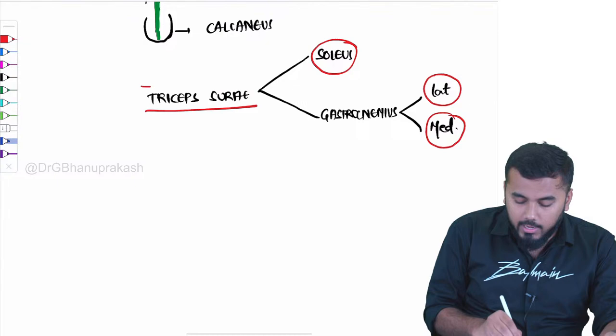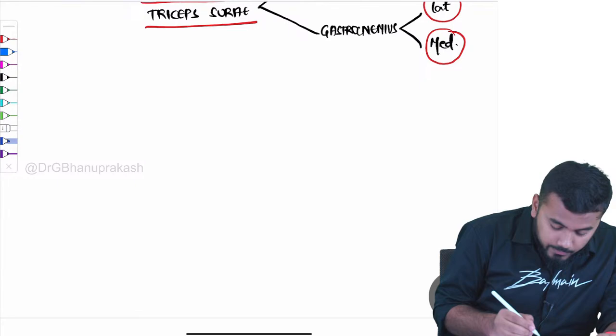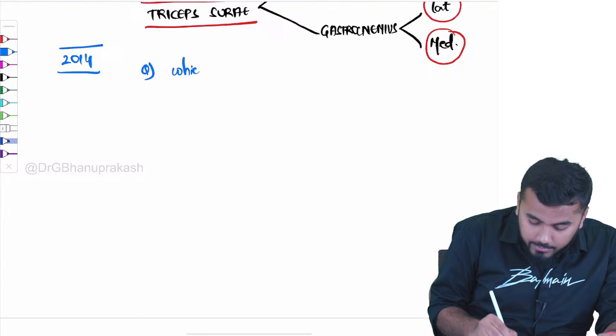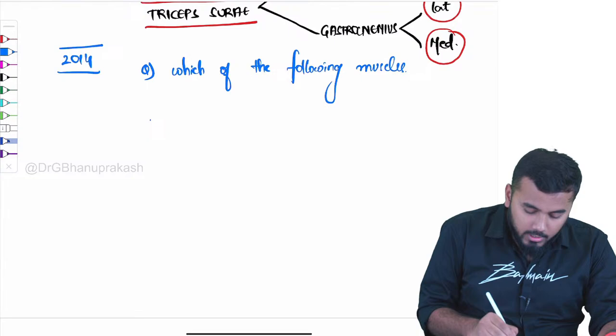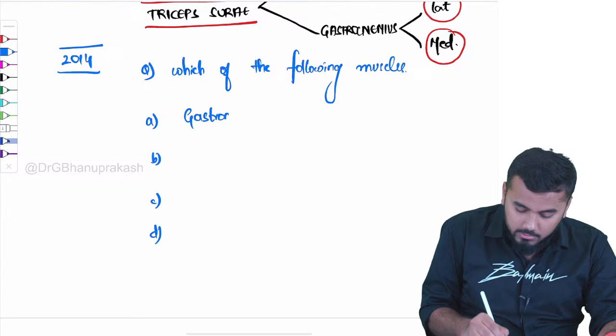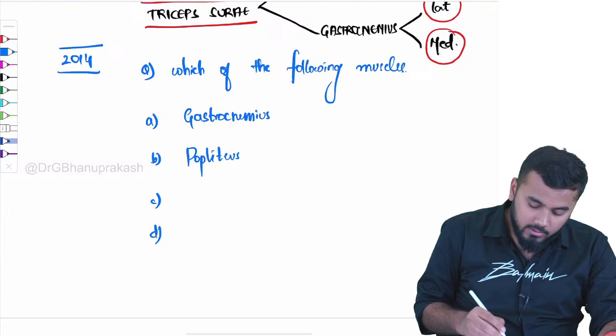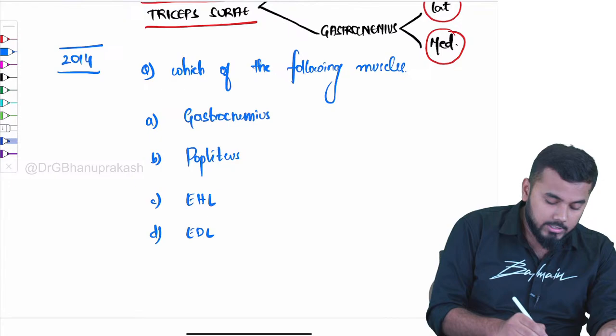Is that really important to know? Yes, that is very important to know, because in your 2014 exam, they have asked this question: which of the following muscles are included in triceps surae. So options are A, B, C and D. One is called gastrocnemius. Another one is called popliteus. Another one is extensor hallucis longus, extensor digitorum longus. So this was a question that was asked in 2014 FMGE. Okay. So what will be your answer?